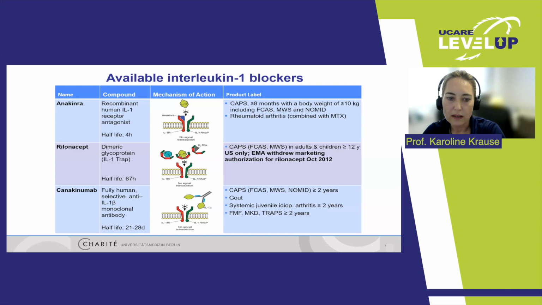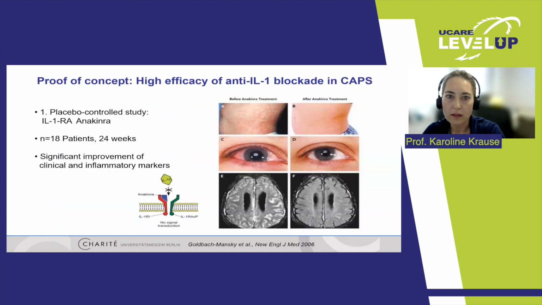patients. And then we have canakinumab, the selective anti-IL-1 beta specific monoclonal antibody with the longest half-life of about 4 weeks. And this specifically blocks IL-1 beta and is licensed for CAPS, already in small children, for severe forms of gout, for Still's disease, and also for other periodic fever syndromes such as FMF, mevalonate kinase disease, and TRAPS, all very rare diseases.